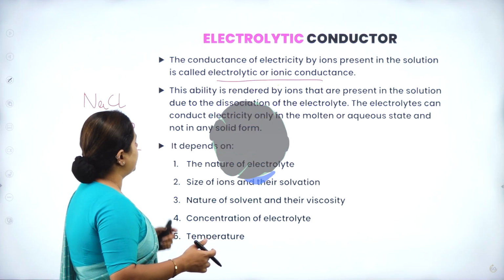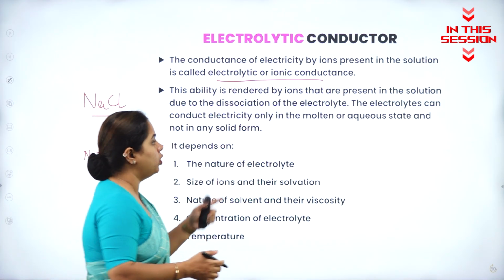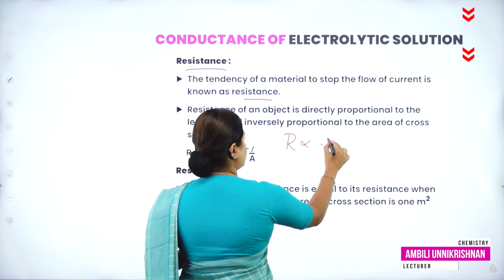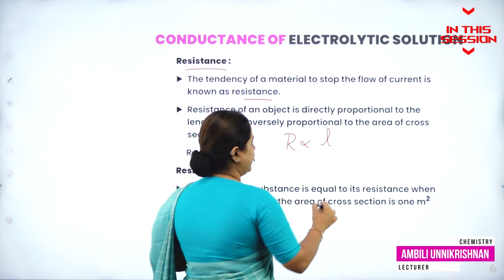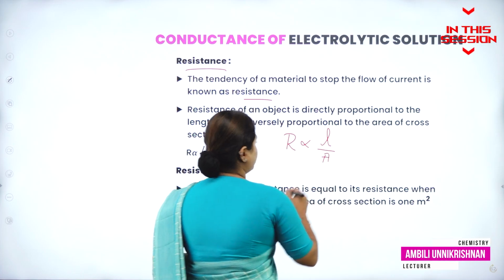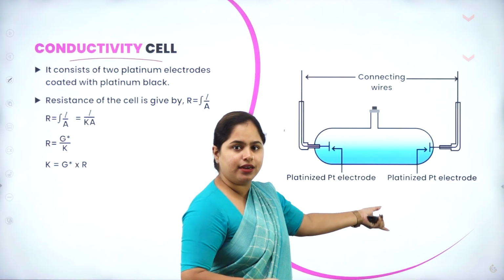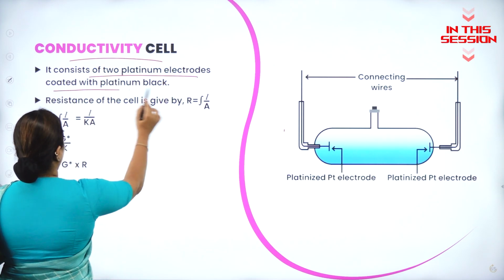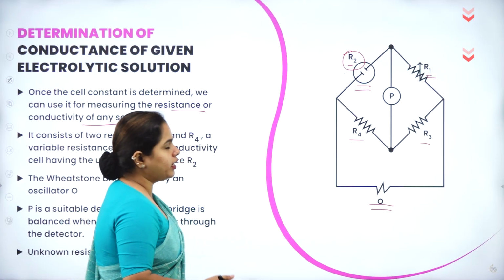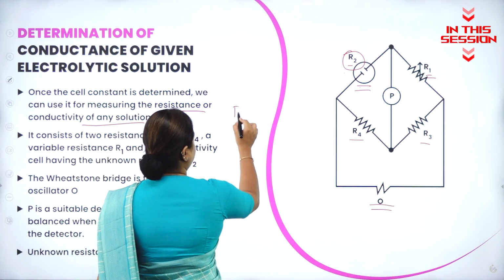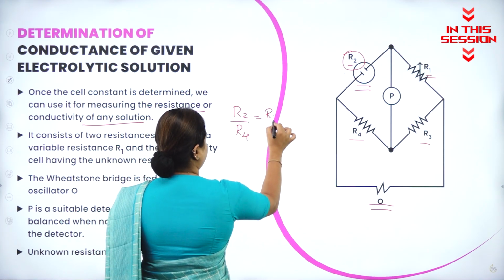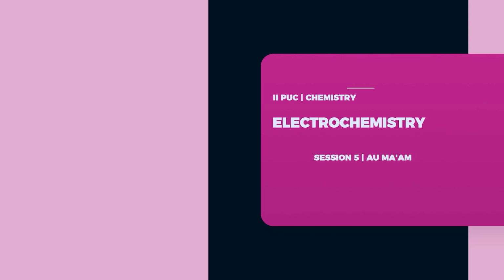The electrolytes can conduct electricity only in the molten or aqueous state. Its resistance is directly proportional to the length of the material and inversely proportional to the area of cross section. So this conductivity cell consists of two platinum electrodes coated with platinum black. So according to Wheatstone principle, we know that R2 by R4 will be equal to R1 by R3.